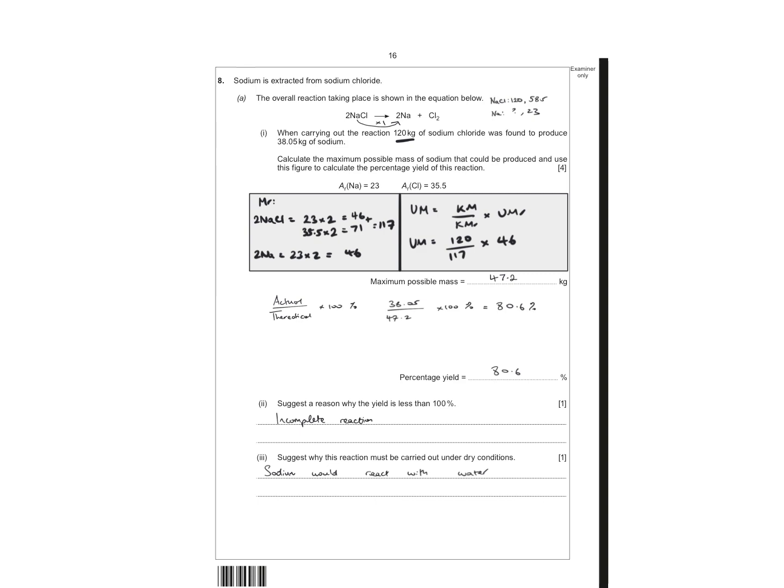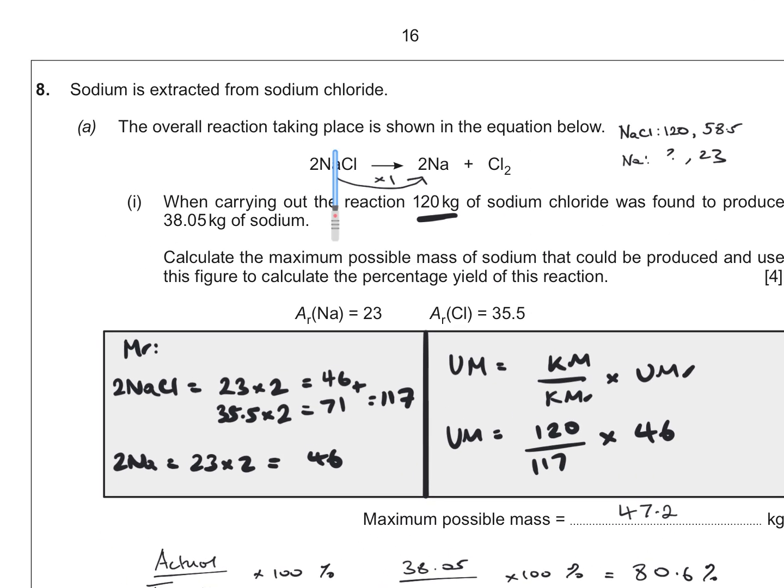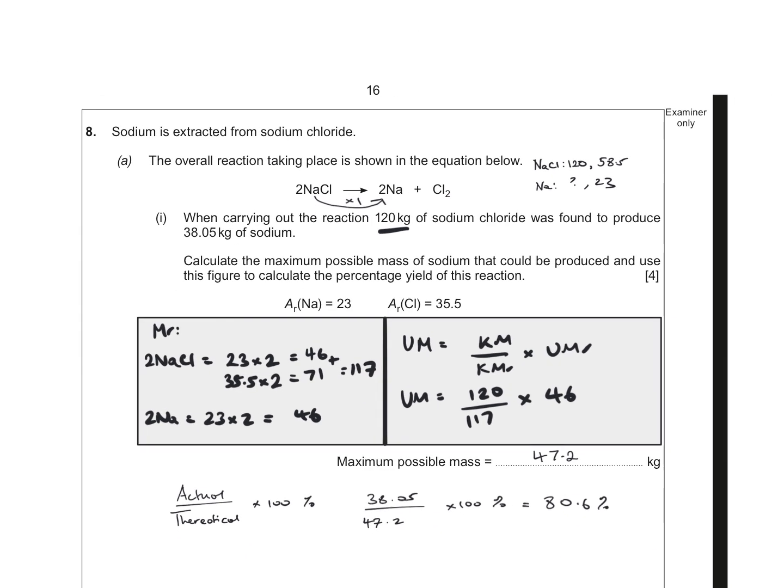Sodium is extracted from sodium chloride. The overall reaction is shown in the equation below. 2NaCl gives 2Na plus Cl2. When carrying out the reaction, 120 kilograms of sodium chloride, now I know the mass, so I'm going to put a little k up there, was found to produce 38.05 kilograms of sodium. Calculate the maximum possible mass of sodium. So even though they've given us that, that isn't the maximum possible that could be produced, and use the figure to calculate the percentage yield.